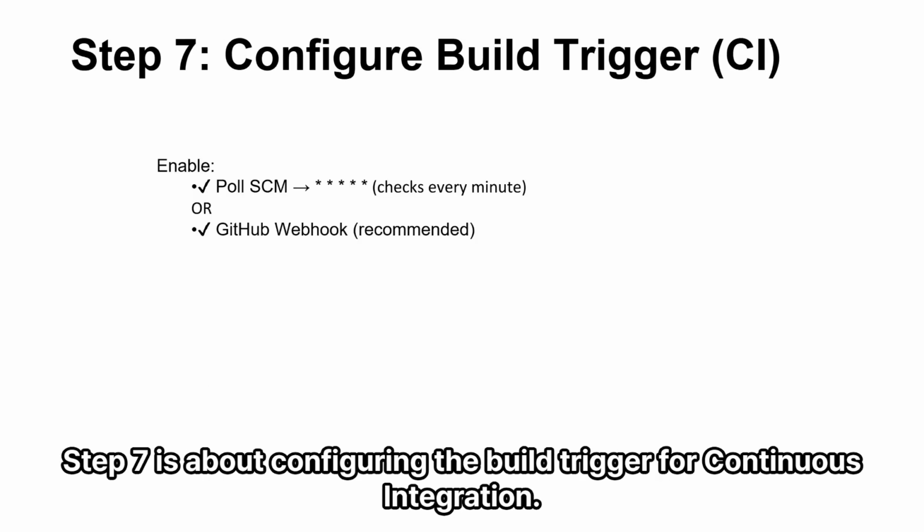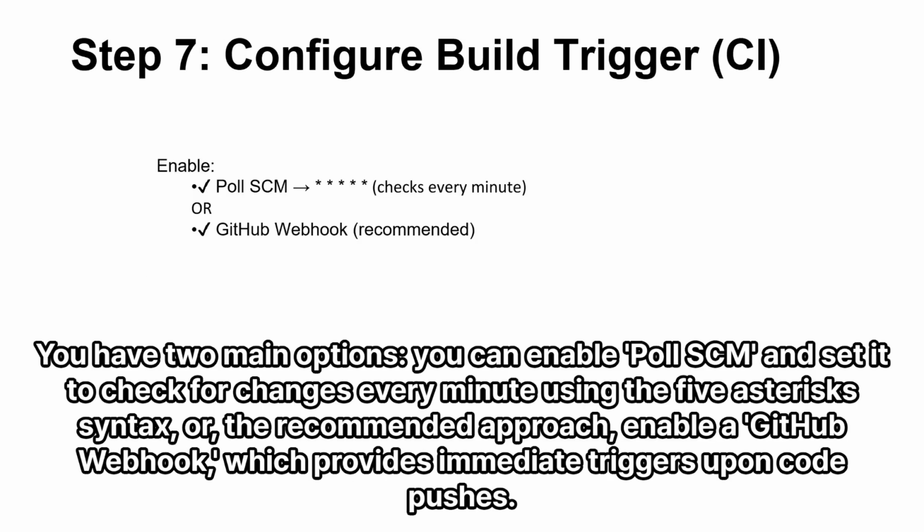Step 7 is about configuring the build trigger for continuous integration. You have two main options. You can enable Poll SCM and set it to check for changes every minute using the * * * * * syntax, or, the recommended approach, enable a GitHub webhook, which provides immediate triggers upon code pushes.